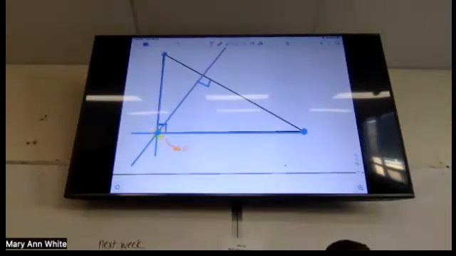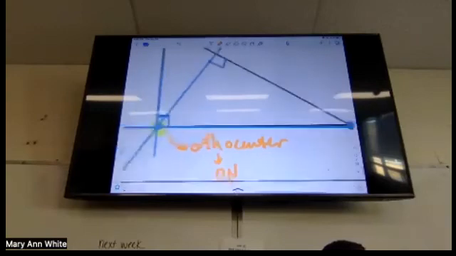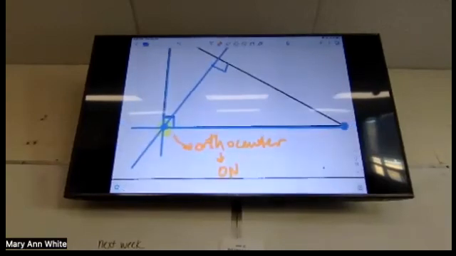So I'm going to say orthocenter, and I'm going to say on. I'm going to say this one is on the triangle. You can be more descriptive if you want. I'm just saying inside, outside, or on. Those are kind of my two or three different situations.